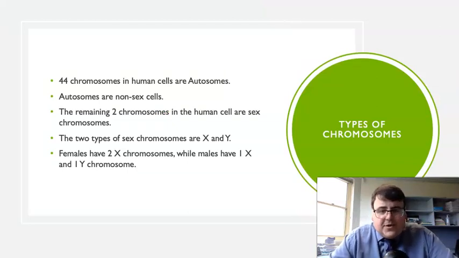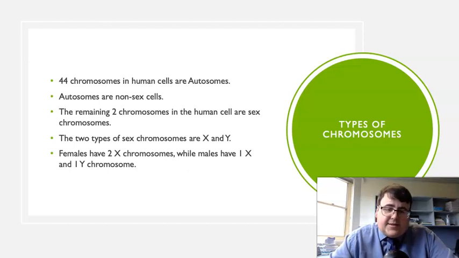There are 2 different types of chromosomes: autosomes and sex chromosomes. Autosomes are the non-sex chromosomes, and there are 44 of those in humans. The remaining 2 are the sex chromosomes. As you know, they're the X and the Y chromosome. Females will have 2 X chromosomes, males will have 1 X and 1 Y. So that's how you differentiate between male and female: males will have a Y chromosome and only 1 X, whereas females will have 2 X chromosomes.